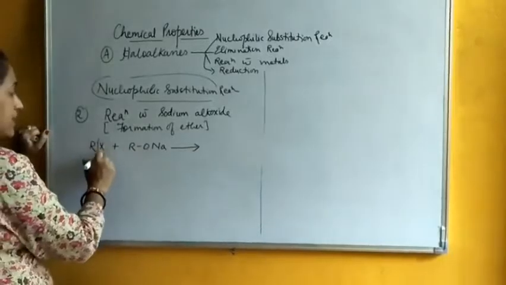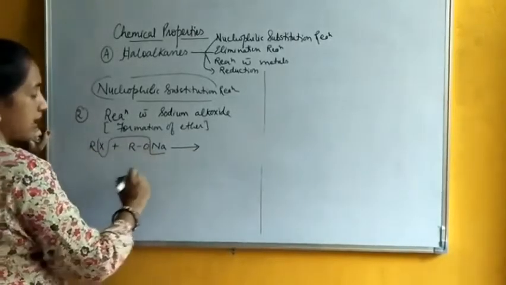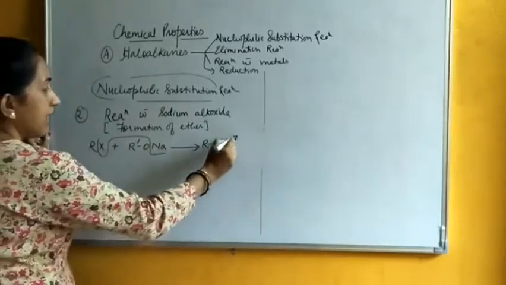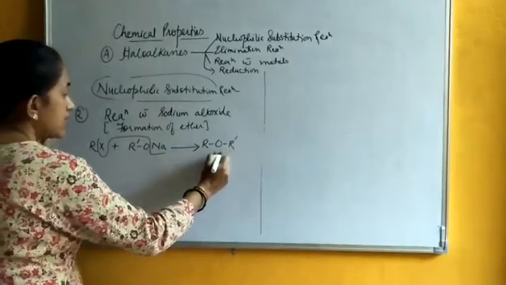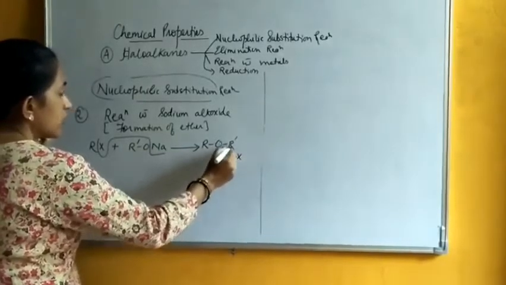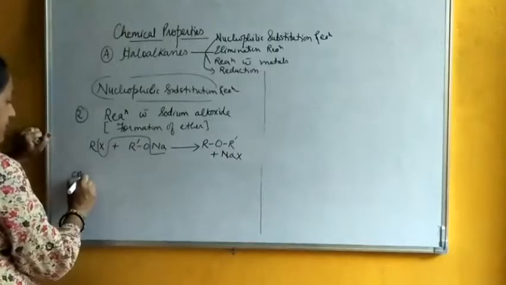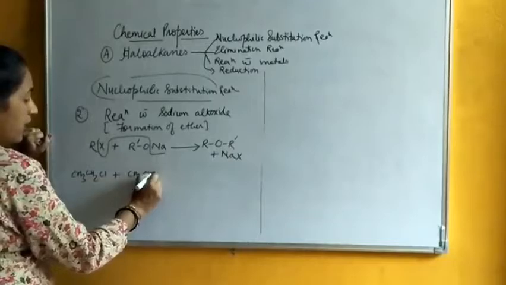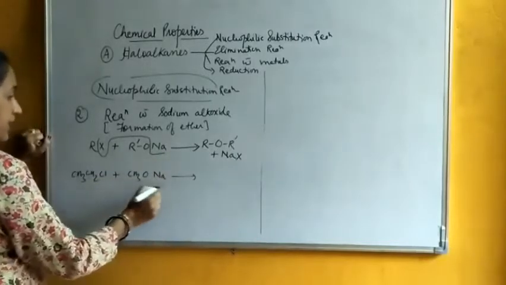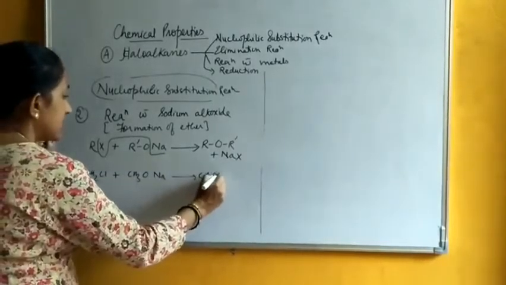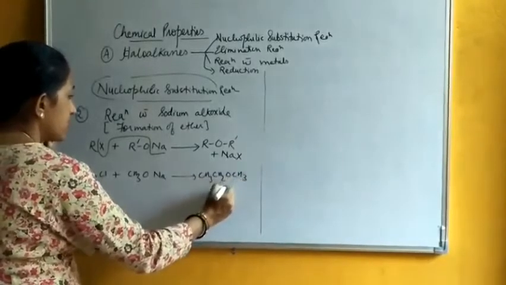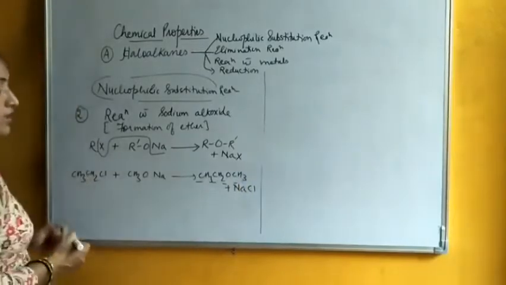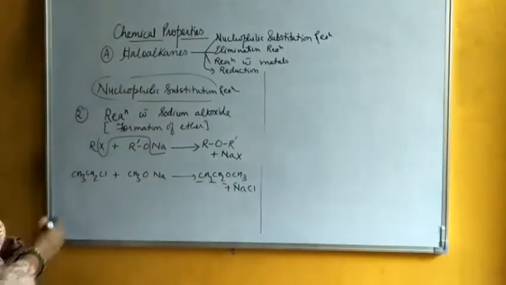Right, here what will happen? This X will react with this Na and it will form ROR'. It is a different alkyl that will form ROR' plus NaX. So we will get an ether. For example, if you take CH3CH2Cl reacting with CH3ONa, that is sodium methoxide, we will get CH3CH2OCH3 plus NaCl. So here we are getting the ether, that is methoxyethane.